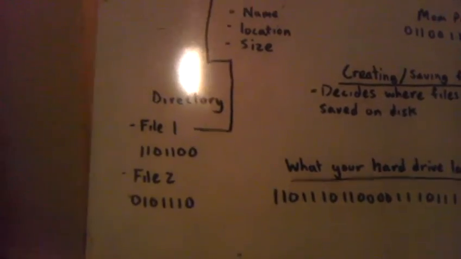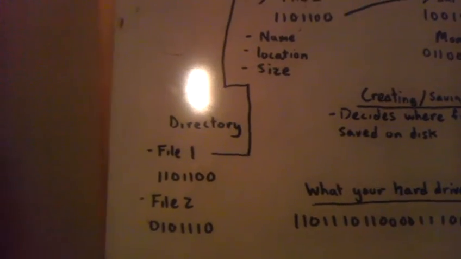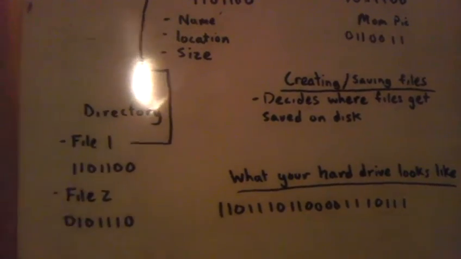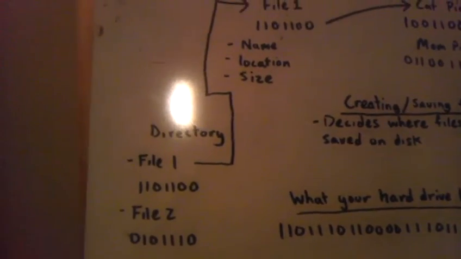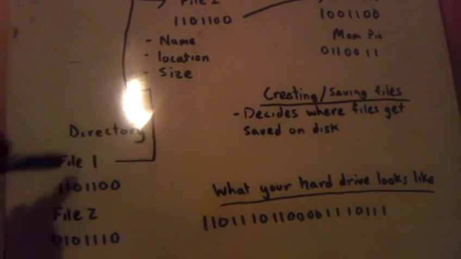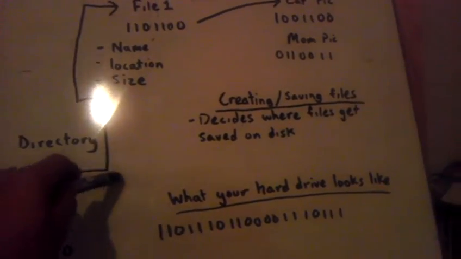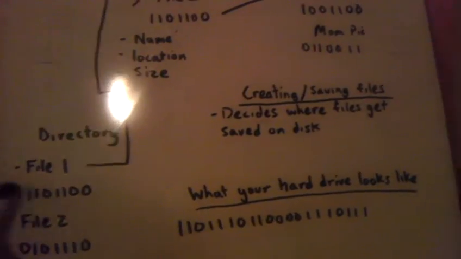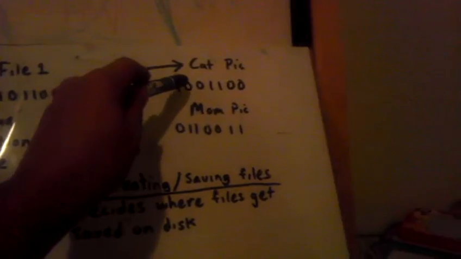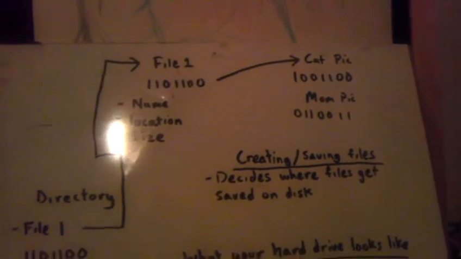So you can see we've done a little drawing or abstraction of a directory here. Here's our directory, and the directory also has a name, just like a file has a name. So let's say this is directory 1. Inside directory 1, inside that file, we have the data of file 1. So the directory points to a file, and the file points to the actual data.